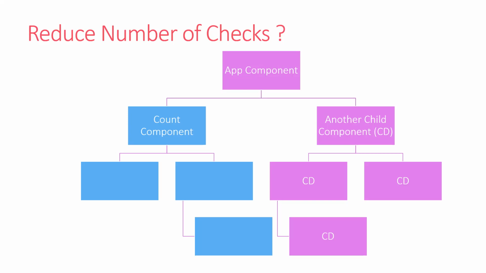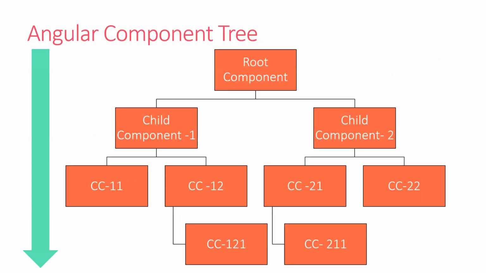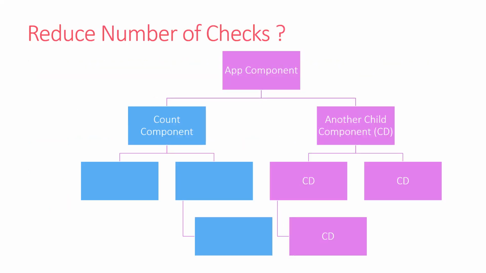When I say reduce the number of checks, it means reduce the number of change detector runs per component. Assume that right now, if you go to the previous slide, change detector is running for the whole component tree. If for that click event, I make sure change detector only runs for what you see on the right-hand side, like the app component, another child component, CD, and CD, because I know that particular child is in that subtree and has nothing to do with the other subtree, then there's no point running change detector for the other subtree.